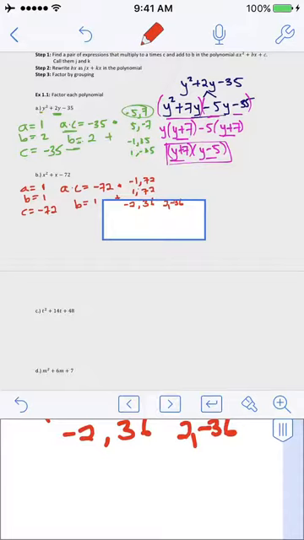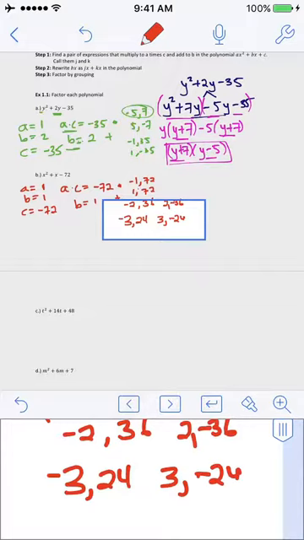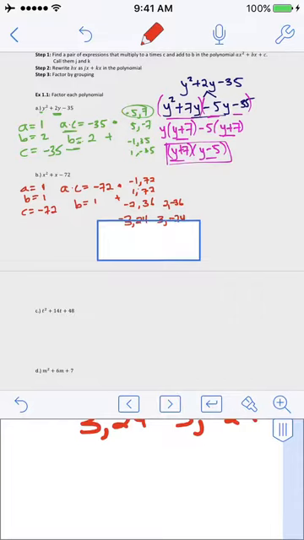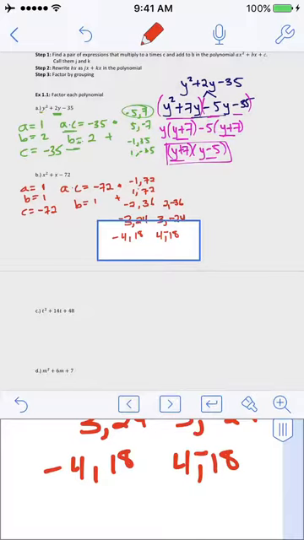Let's see, 72 divided by 3, 24. That one is a factor. If I make the first one negative, that's positive 21. Make the second one negative, that's negative 21. Neither one of those is equal to 1, right? So it's neither one of those. Let's see, 72 divided by 4, that's 18. Make the first one negative, that's positive 14. Make the second one negative, that's negative 14. So neither one of those.